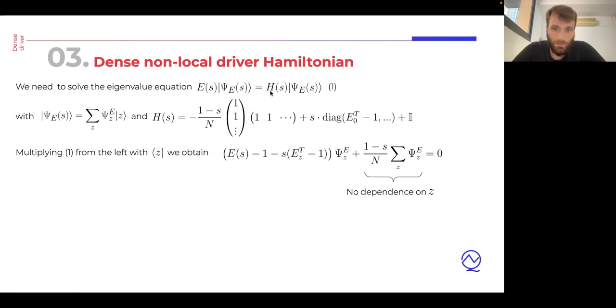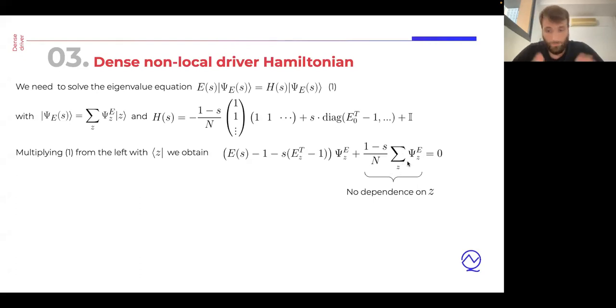So we have again here just the Schrödinger equation and how we would define the eigenvectors and the Hamiltonian that we deal with. And just plugging everything in and multiplying the Schrödinger equation from the left with some computational basis state, we obtain an expression like this one here. So here's the isolated amplitude of the eigenstate times some factor. And then here we have another term, but this sums over all the basis states.